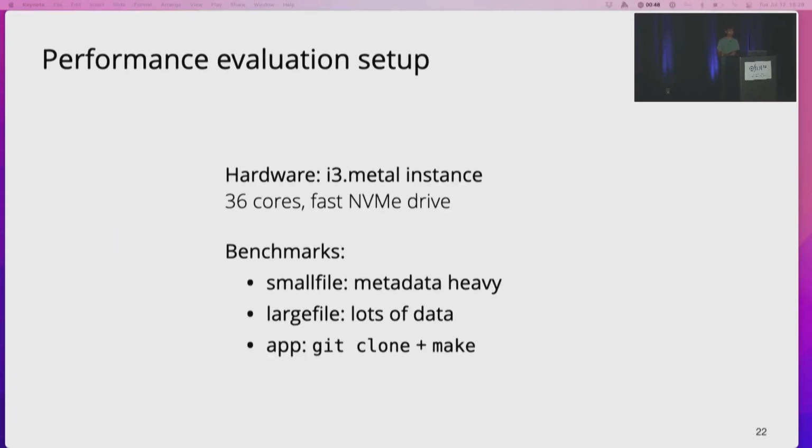We ran the experiments on an Amazon EC2 i3 bare metal instance. This is a fairly beefy, storage-heavy machine. We ran on 36 cores and on a very fast NVMe drive. We ran three benchmarks. Small file is a metadata-heavy benchmark that creates and deletes a lot of small files. Large file repeatedly appends to a file and grows it to a large size. And the application benchmark clones a C repository and compiles it.